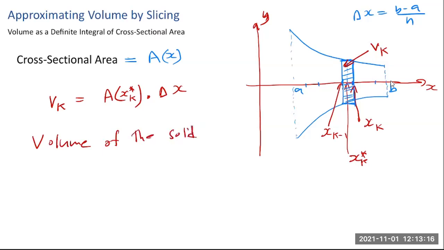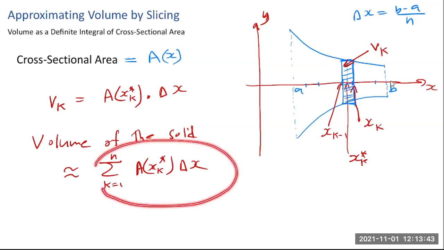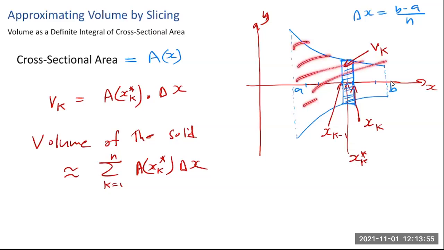The volume of the solid is approximately equal to the summation, k goes from 1 to n, because I have altogether n disks, of A(xk*) delta x. Delta x is a constant. I take the sum of the volumes of all those n disks, and I should get an approximation for the volume of this solid that you obtain by rotating this region about the x-axis.